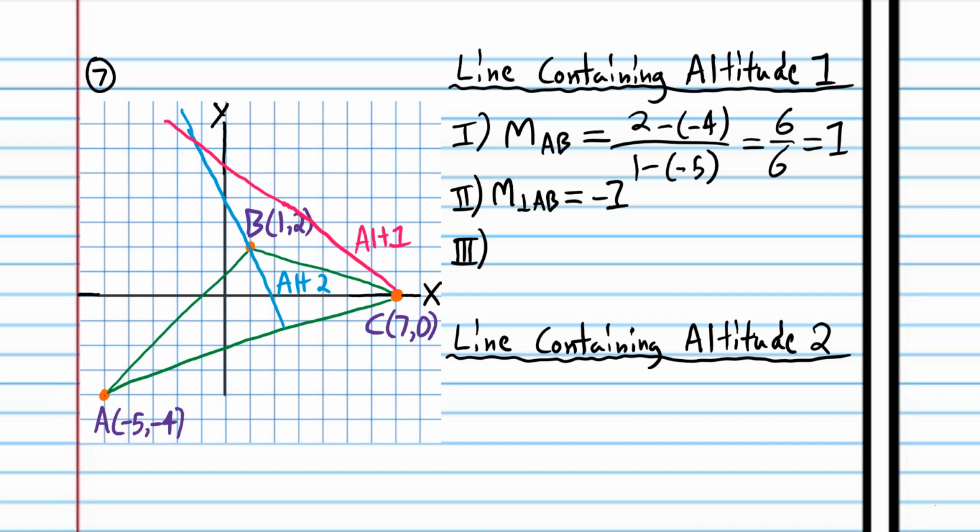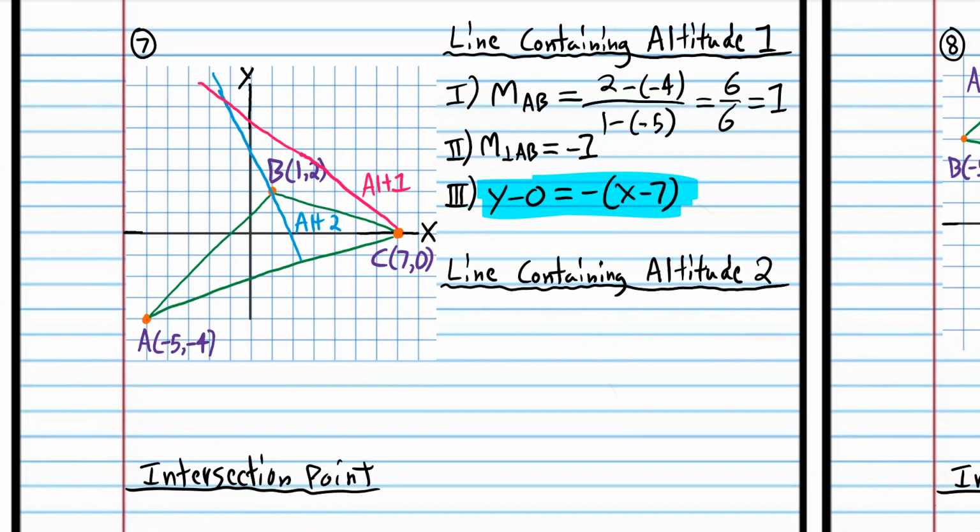By the way, I extended these altitudes out so you could see where they would cross, but the altitudes actually only go this far. They have to stop at the base. Just be aware of that. So there's a difference between the altitude and the line containing the altitude. So now for altitude 1, point C is on that line. So we're going to use point C, y minus 0 is equal to negative 1 times x minus 7. And there you go. So that's the equation of the line containing altitude 1.